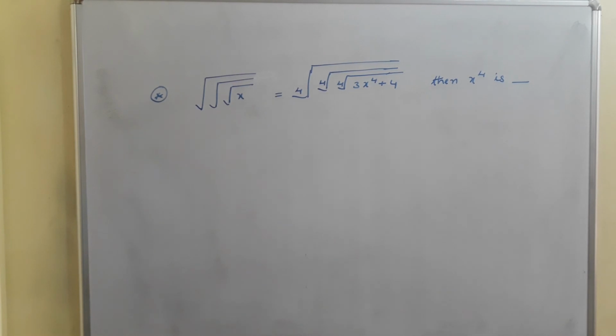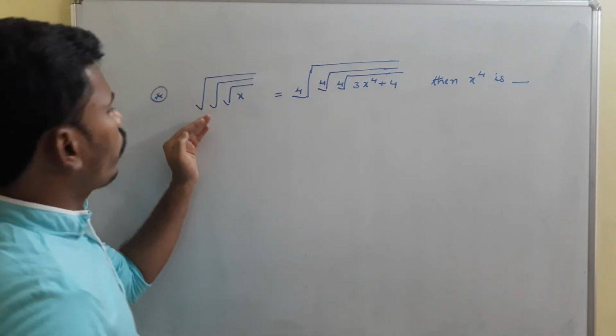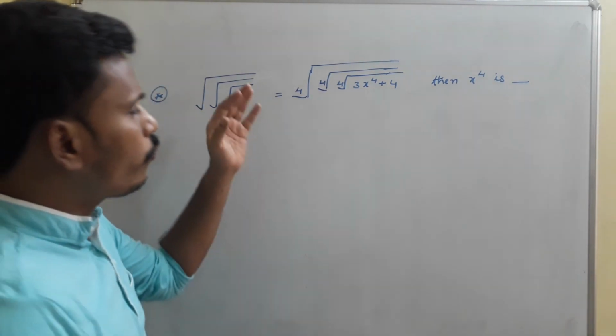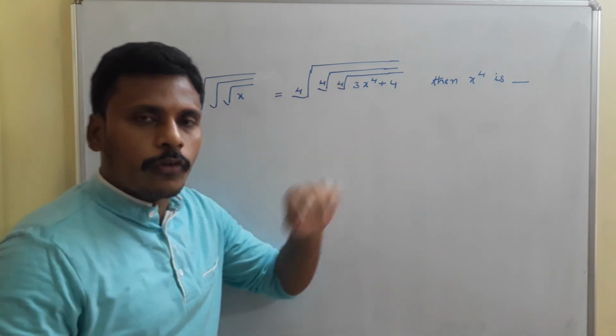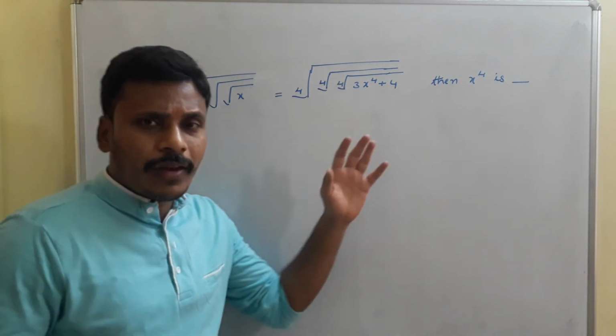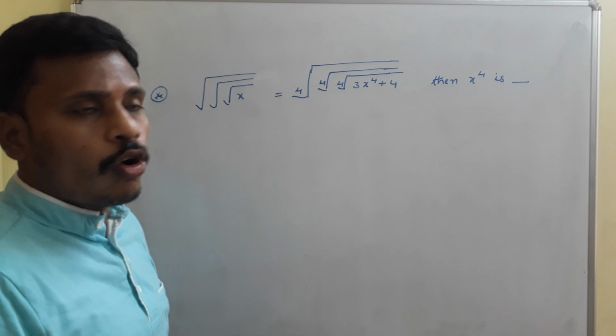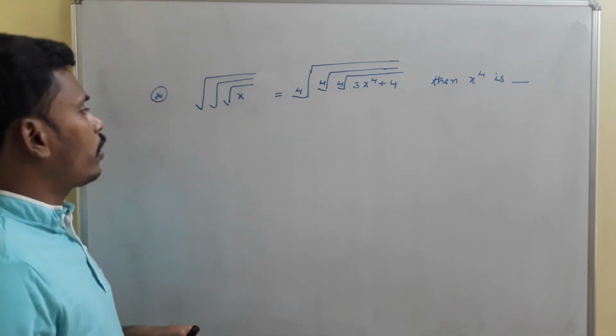Next problem. The square root of the square root of the square root of x is equal to the fourth root of the fourth root of the fourth root of 3x^4 + 4. Then we need to find the value of x^4. Very simple, I think so.